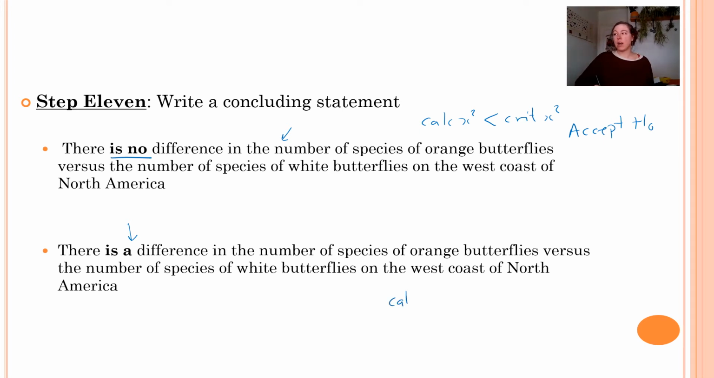Down here, if calculated chi-squared is greater than critical chi-squared, then we reject HO. And there is a difference. This just takes practice to remember this part, or looking it up, or memorizing it. But that's it. That's the whole thing. You now know how to do a one-dimensional chi-squared equation.